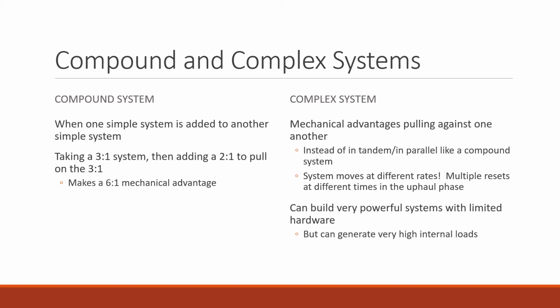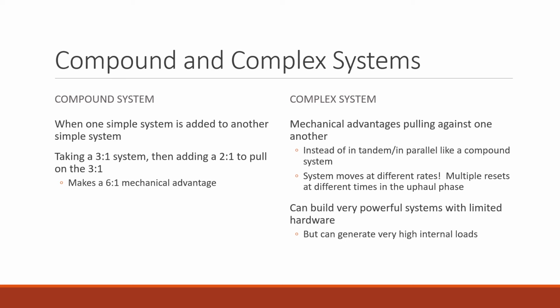Compound and complex systems. We're not really going to go into that in this presentation, just for simple clarity and staying on message. Compound systems are where you have a simple system and then you're pulling on that simple system with another simple system. So I have a 3-to-1. Then I'm going to add a 2-to-1 to pull on that 3-to-1. That gives me a 6-to-1. They are multiplied like that.